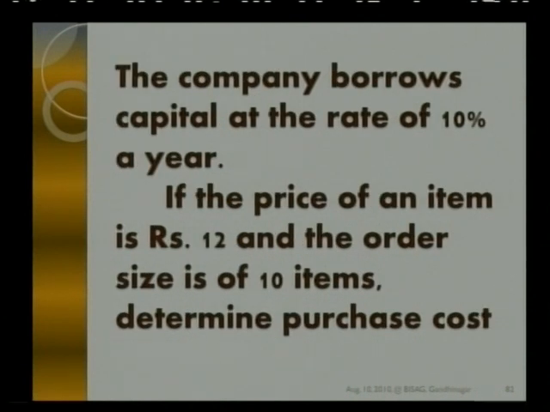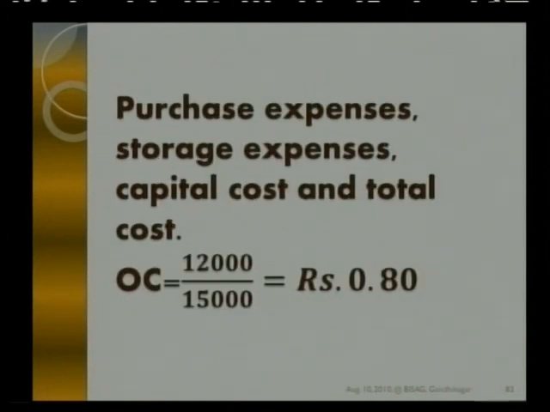The company borrows capital at 10 percent per year. If the price of an item is considered to be 12 rupees and the order size is given to be 10 items, then determine the purchase cost, purchase expenses, storage expenses, capital cost and total cost of an inventory system. Here the order cost is 12,000 rupees for 15,000 orders.